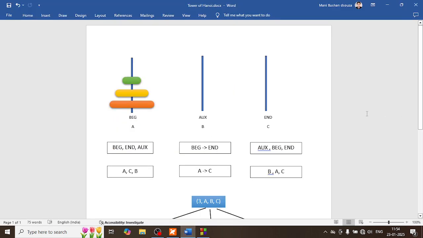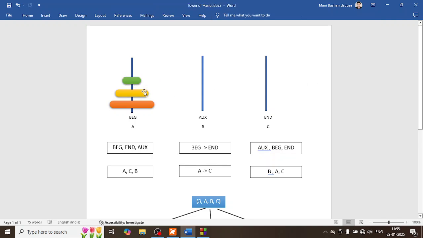The Tower of Hanoi is a very simple problem. We have a set of disks on one of the poles, and we are supposed to move this set of disks from one pole to the other pole, from the source to the destination. However, there are a few restrictions for this movement. One restriction is that at a time you can move only one disk, and that disk must be the topmost one.